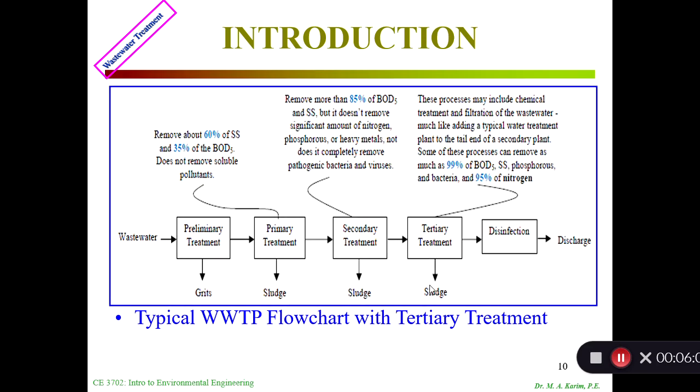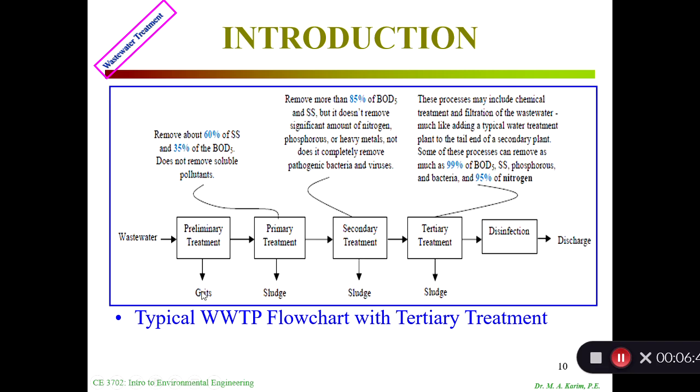And this is the one with tertiary treatment. So this one is very similar up to that point, the secondary treatment. And after that, it has a tertiary treatment process. This process may include chemical treatment and filtration of wastewater, much like adding a typical water treatment plant to the tail end of a secondary plant. Some of these processes can remove as much as 99% of BOD5, suspended solid, phosphorus, and bacteria, and 95% of nitrogen, because nitrogen and phosphorus removal are part of it here. Then we do the disinfection and it goes here.